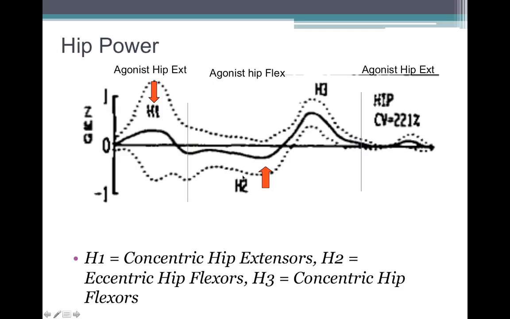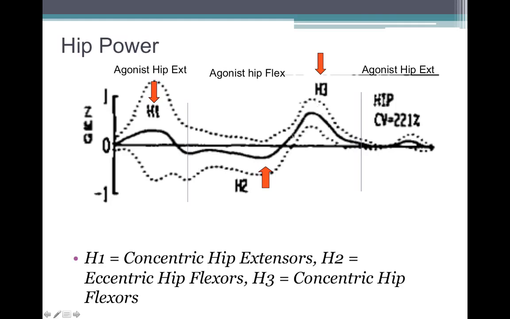So the second burst, which is this kind of eccentric control from the hip flexors, notice that this is pretty consistent, especially at the transition from terminal stance to pre-swing. And then as we get into pre-swing and the swing phase, we see this large concentric burst, and notice that this is very consistent in terms of getting the hip to move forward.